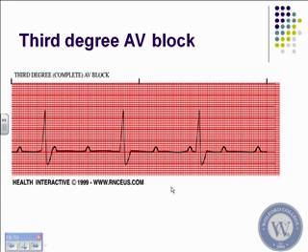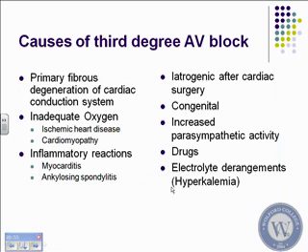Third degree heart block, look at the PR. The P wave's not connected at all to the QRS. Causes of that are primary fibrous degeneration, so just simply aging, inadequate oxygen, inflammatory reactions, and sometimes iatrogenic causes from cardiac surgery. Sometimes you see it in congenital heart disease as well.